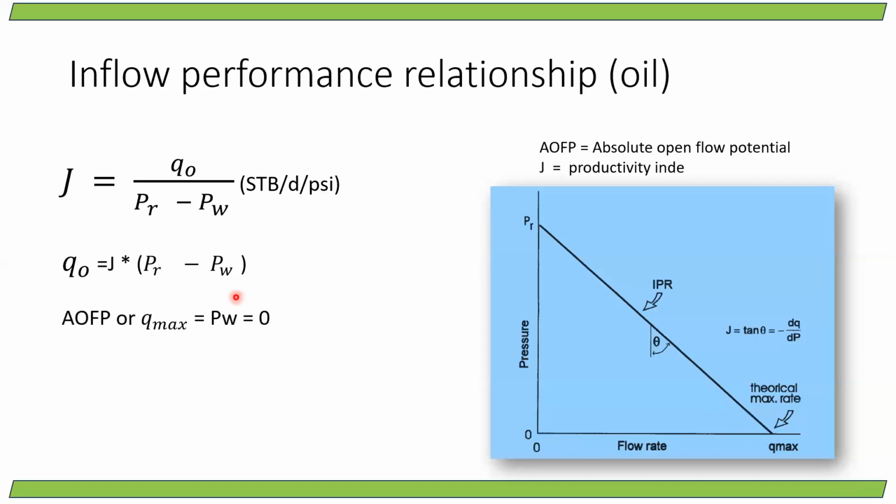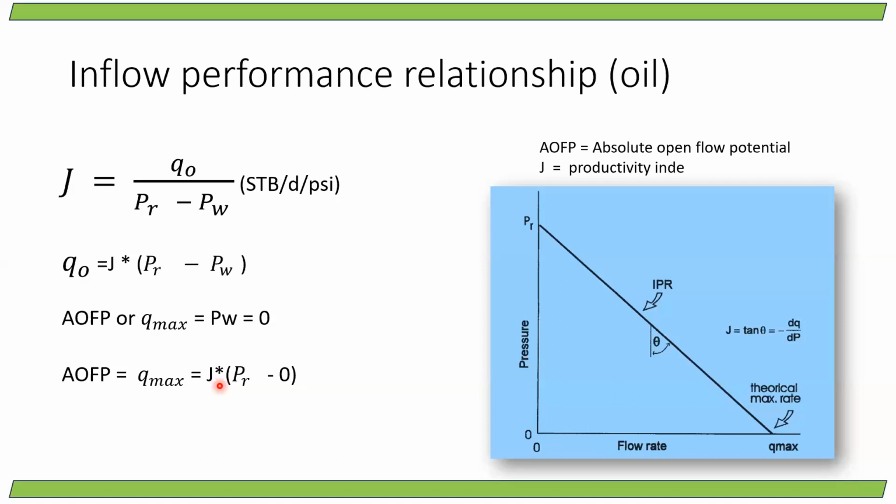Imagine we have gone through two case studies, like AOFP, which means the maximum flow rate, that is Qmax. This is the condition where the y-axis, that is Pw, becomes minimum, that means zero. In that case, you can put Pw as zero, so that Qo will become Qo max, which is equivalent to AOFP. That can simply be written as J into Pr. So this is how we can simply estimate the value. If you have the productivity index, you can just multiply it with the reservoir pressure.